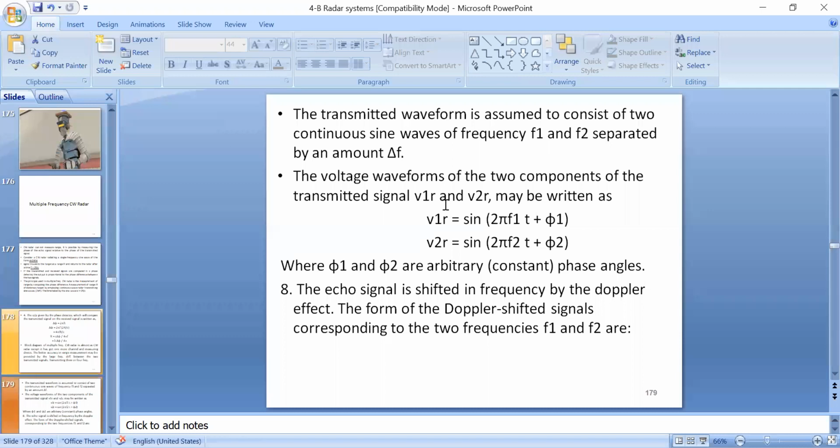Now we assume two signals with frequencies F1 and F2 and phases phi 1 and phi 2. These signals are transmitted towards the moving target, right? Whenever these signals hit the moving target, there is a shift in frequency due to the Doppler effect. Do you agree with this, right? Here phi 1 and phi 2 are arbitrary phase angles. Now, the echo signal is shifted in frequency by the Doppler effect, giving the form of the Doppler shifted signals corresponding to F1 and F2. So now see the Doppler.